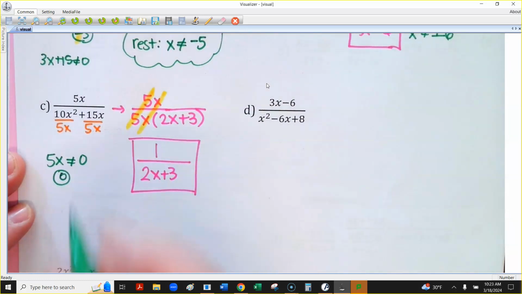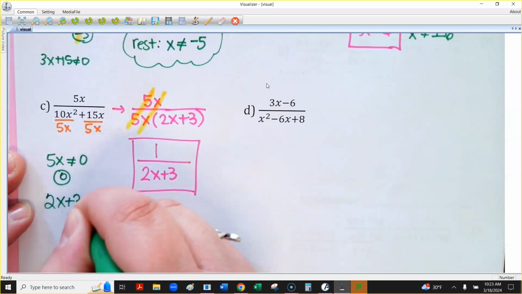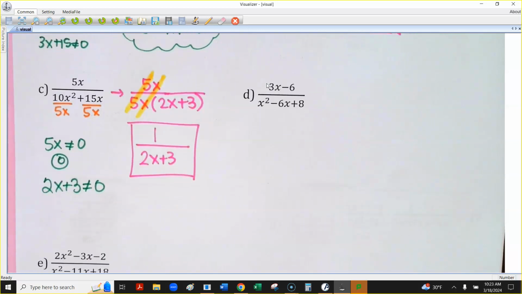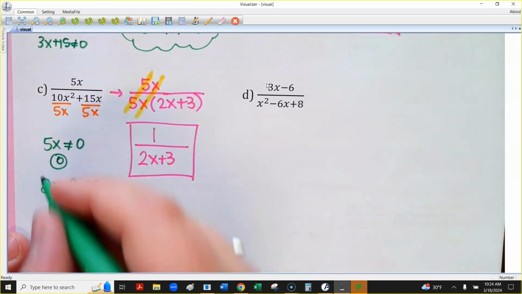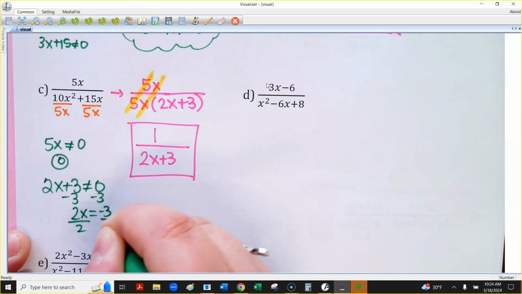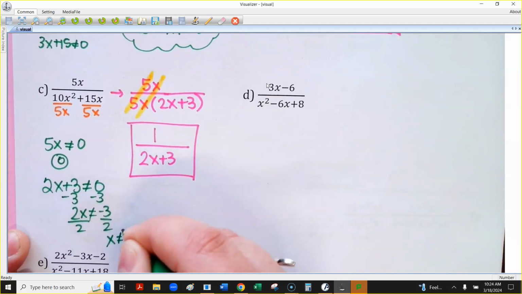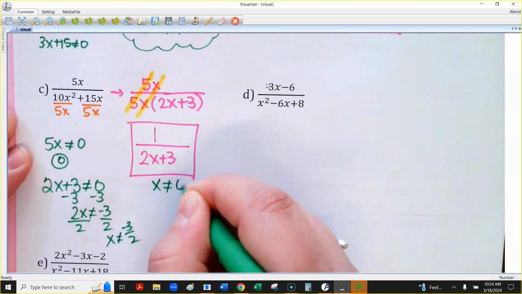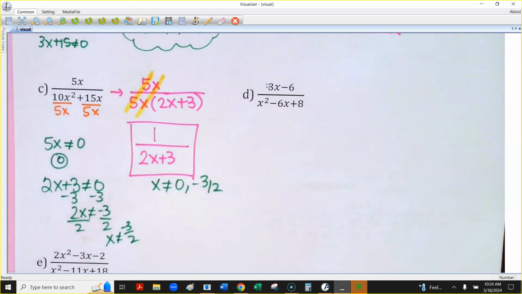Okay, now the other one. I don't usually do this, but I want to show you this. I don't want that 2x plus 3 to be equal to 0. So what I usually do is think to myself, okay, I have 2x plus 3, how would I undo that? I would subtract 3, divide by 2. So I don't usually write this out, but you would subtract 3 here, and you would divide by 2. So your other restriction, we don't want x to be negative 3 over 2. So this one has two restrictions. X can't be 0, and it can't be negative 3 over 2. So even if you cancel it out, you have to restrict it because it would make the original problem divide by 0, which you can't do.